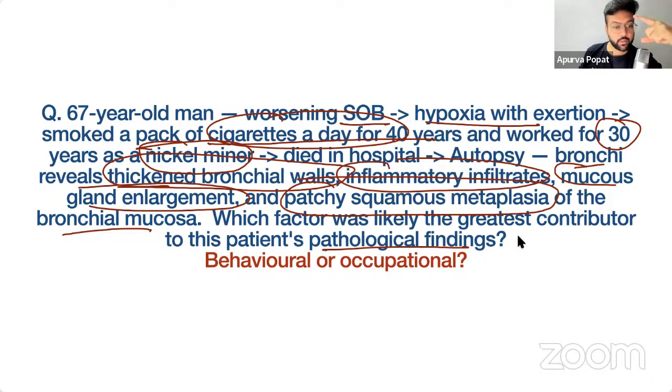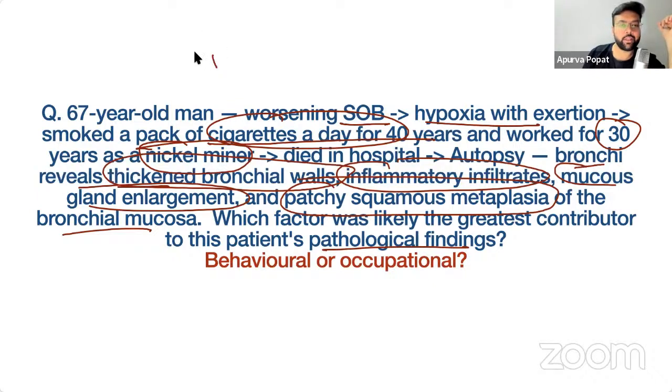He's a smoker. He's a nickel miner, and the biopsy is showing mucous gland enlargement, squamous metaplasia, and thickening of the bronchial mucosa. Is this finding because of the occupation, or is this finding because of the behavioral change? Due to behavior, smoking.